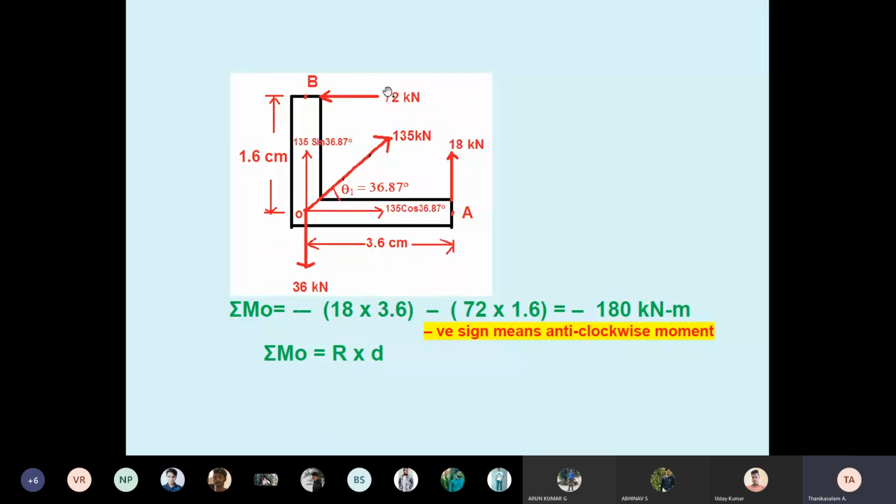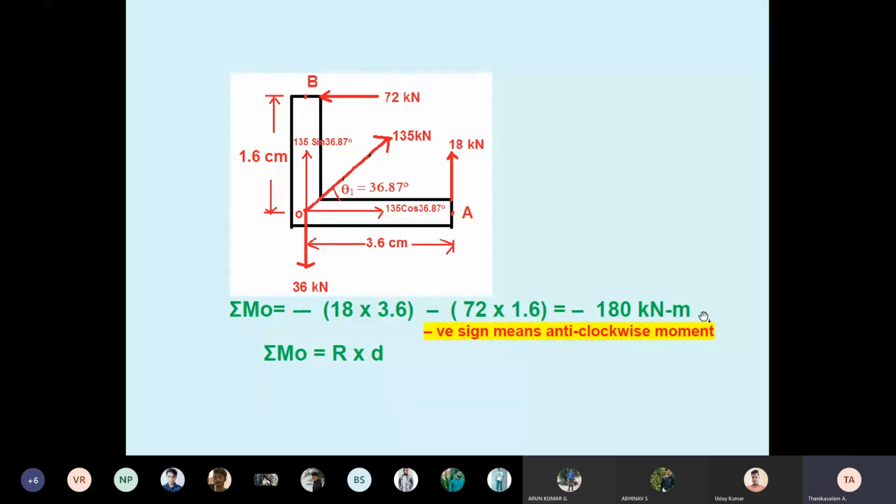Similarly, see the 72. With respect to O it is perpendicular, no? See here, it goes to the left side, but it is perpendicular with respect to OB. It is also anti-clockwise. So 72 into 1.6. What is the moment? Force into perpendicular distance from the reference point to where the force is acting. Here our reference point is O, and the 72 acts at B. So what is the distance? 1.6. So anti-clockwise, 72 into 1.6, so minus 180 kilonewton meter.